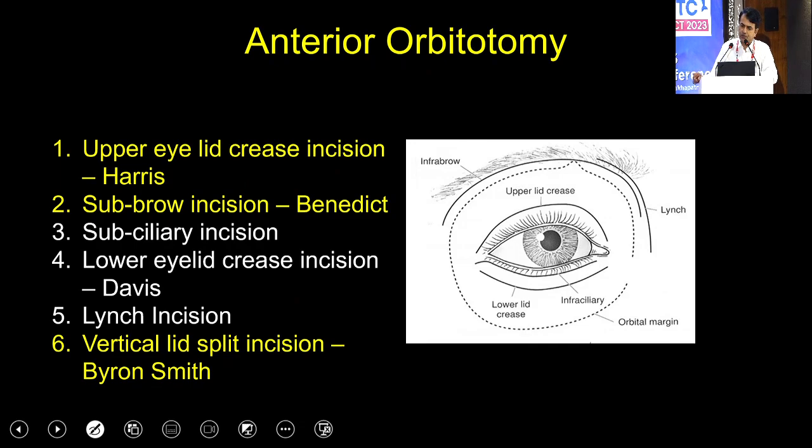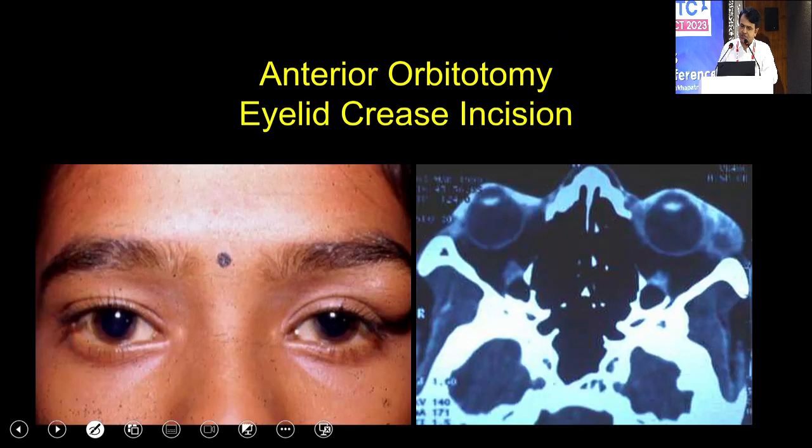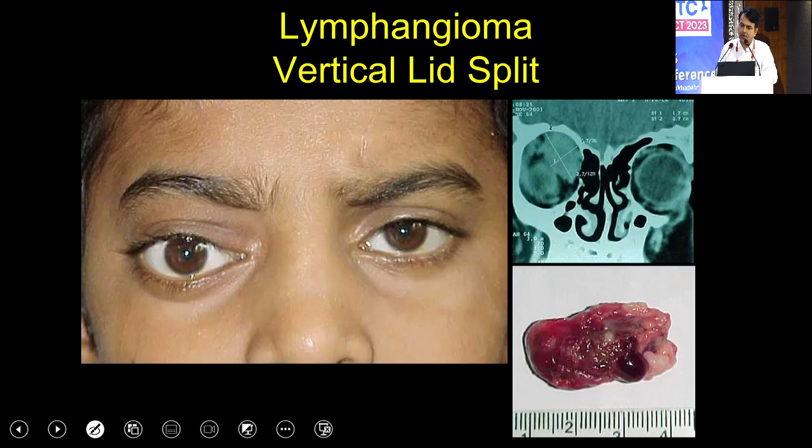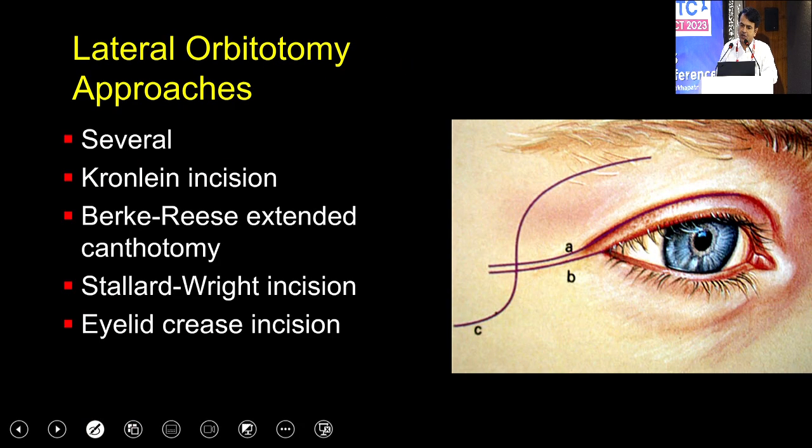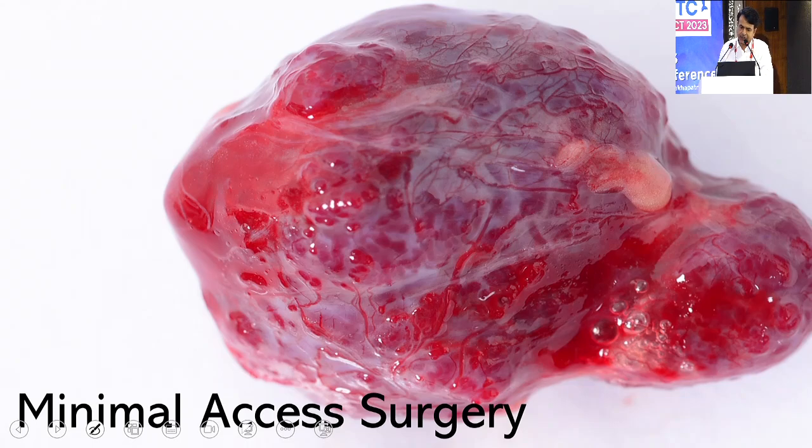So when such a situation arises, there are many surgical approaches. Anterior orbitotomy, of course, has many named and unnamed incisions. It can be used for dermoids, lymphangioma. Now lymphangioma is treated, of course, with injections, but earlier we would even do a lid split incision, which is called the Byron-Smith incision, to access a superonasal lesion. But currently all that is gone, and we do a safe lateral orbitotomy approach where we go by the lid crease mostly, and if it's a lacrimal gland tumor, we may go with a very lazy S-shaped incision. These are the two popular incisions currently used.